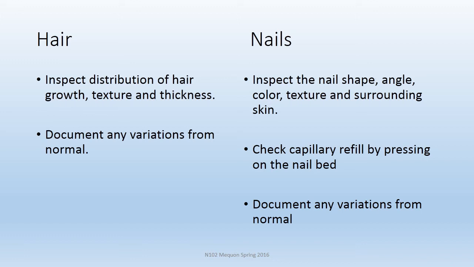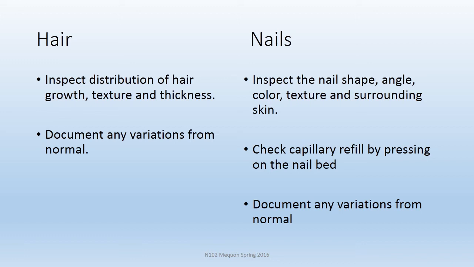Normal hair is evenly distributed. Hair that is normal is usually thick. Hair is usually smooth or silky and also resilient. There are some cases, though, where there is an underlying disease process that can affect the hair, and I'll actually show you some pictures of what I mean in just a minute.